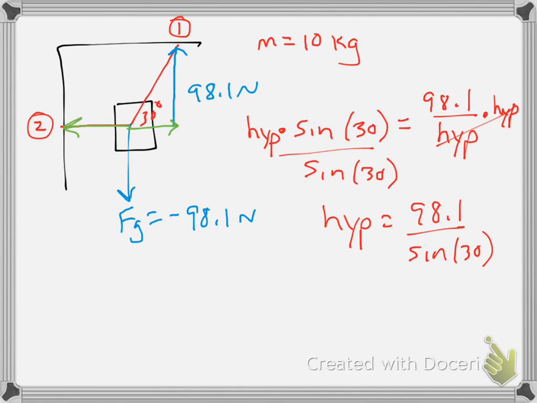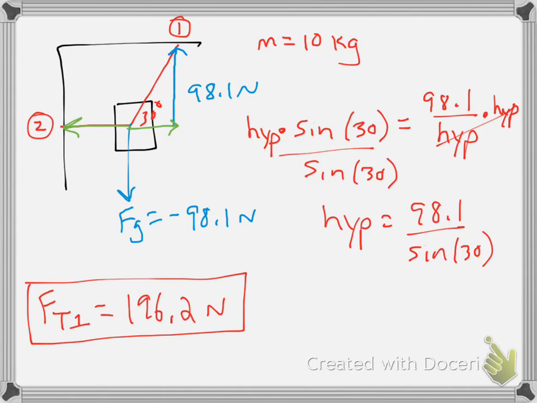So do that calculation real quick. 98.1 divided by sine of 30. And so you now know that the hypotenuse, or the force of tension in wire 1, is going to be equal to 196.2 newtons.